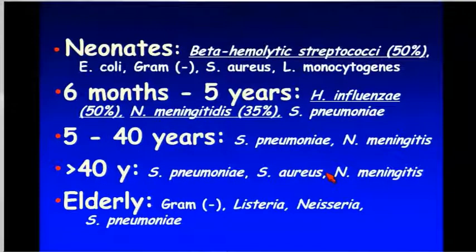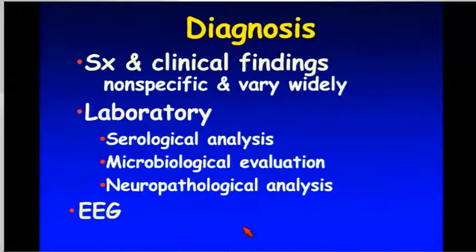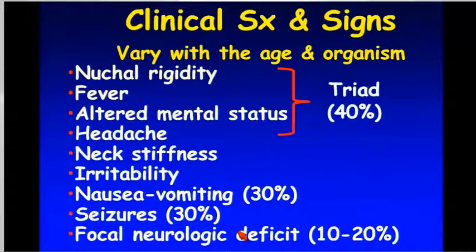Lots of things can cause infection, as we know. Depends on the age, and we'll go through some key points here. Meningitis is the most common cause of cerebrovascular disease in children, and that's because so many of the streptococcal organisms do incite an arteritis. The diagnosis, again, is a combination of clinical and radiologic testing, but ultimately CSF analysis, or perhaps sometimes we can get the bug out of the blood.